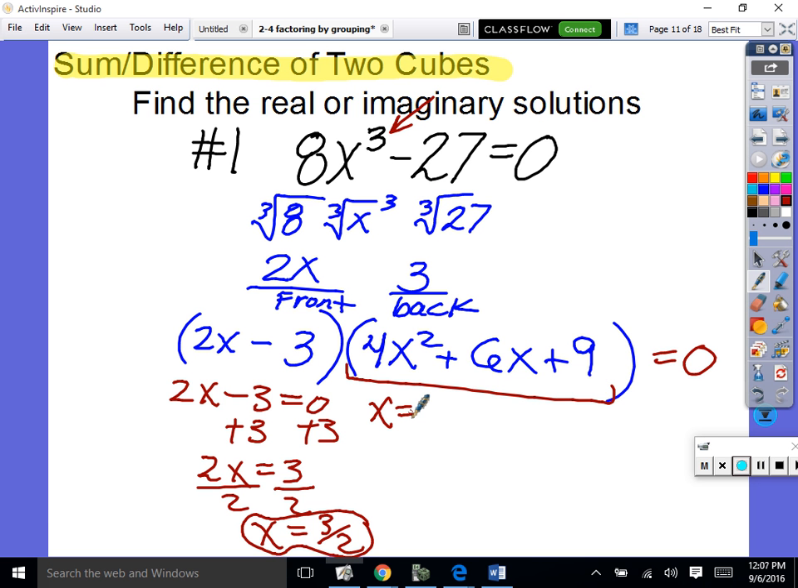No, it goes like this. You put in this sign the same as this, and this sign's always opposite of that sign. This one's always positive. That's just the process we go through. So x equals negative 6 plus or minus.